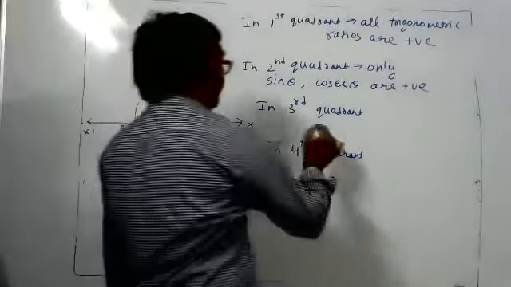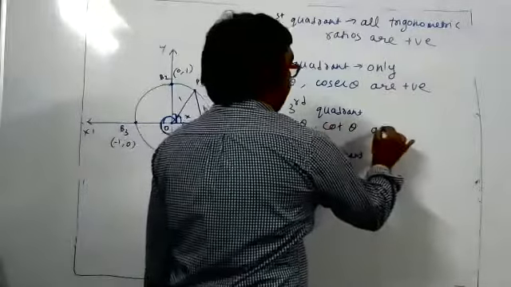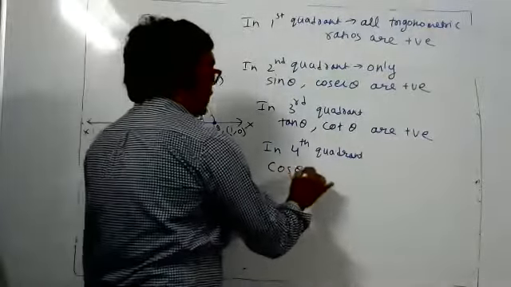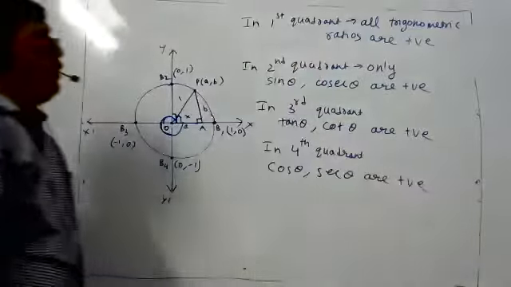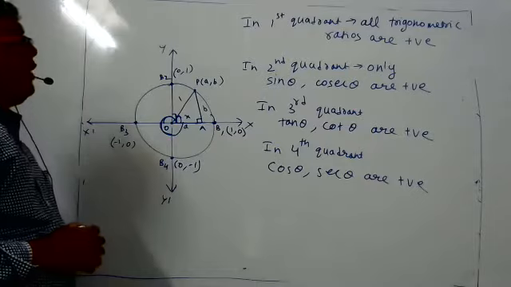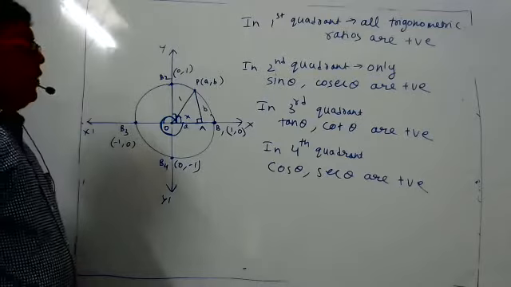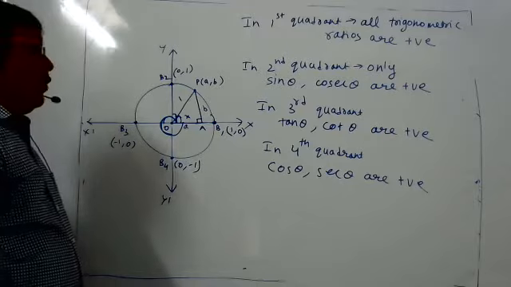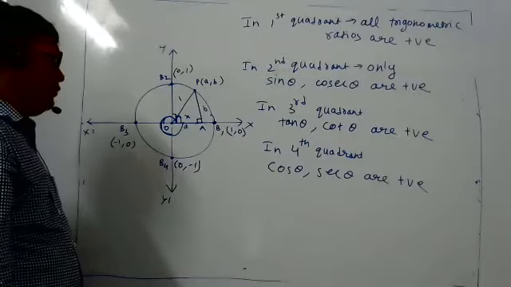In third quadrant, only tan theta, cot theta are positive, remaining are negative. Remaining I'm not writing it, it's understood. In fourth quadrant, cos theta, secant theta are positive, remaining are negative. It's very important you write it down. In first quadrant, all trigonometric ratios are positive. In second quadrant, sine theta and cosecant theta are positive, remaining are negative. In third quadrant, tan theta and cot theta are positive. In fourth quadrant, cos theta and secant theta are positive.